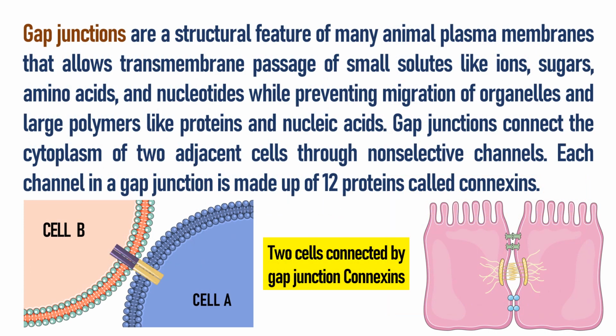Gap junctions are a structural feature of many animal plasma membranes that allows transmembrane passage of small solutes like ions, sugars, amino acids, and nucleotides, while preventing migration of organelles and large polymers like proteins and nucleic acids. Gap junctions connect the cytoplasm of two adjacent cells through non-selective channels. Each channel in a gap junction is made up of 12 proteins called connexins.